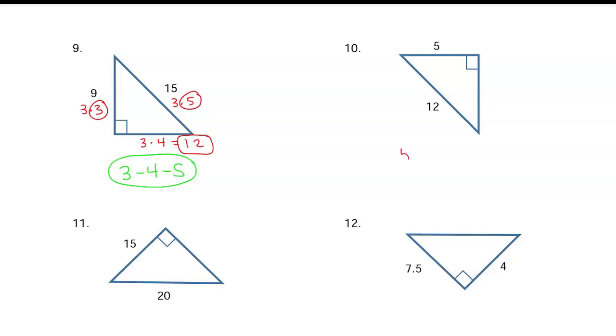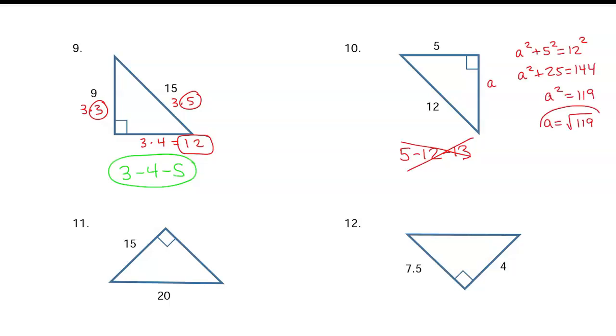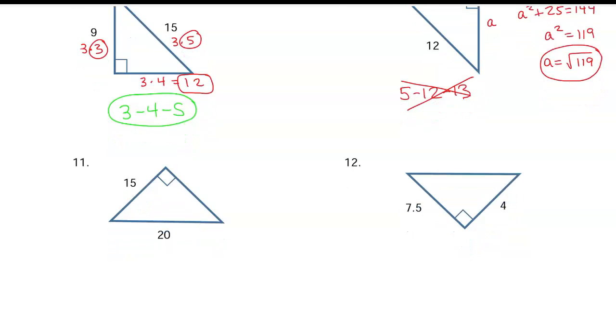Is this a triangle from the 5, 12, 13 family? No, the 12 is on the hypotenuse. The 13 is supposed to be on the hypotenuse, not the 12. You're going to have to use the Pythagorean theorem to solve for the missing side. A squared plus 5 squared equals 12 squared. The answer is the square root of 119. Try the last two problems, so turn off the video and come back on when you are done.